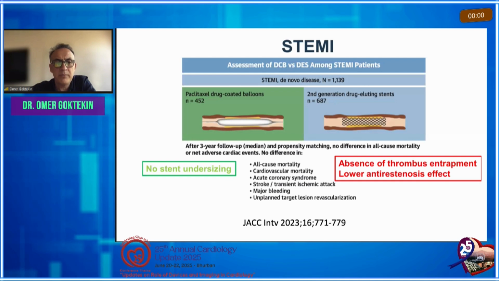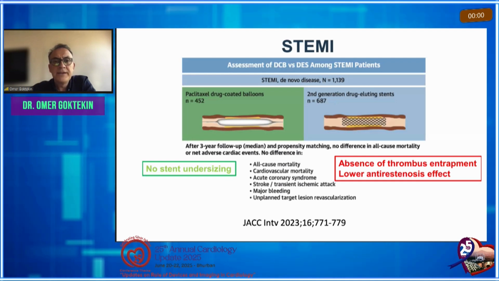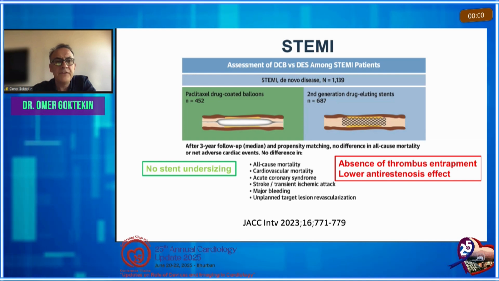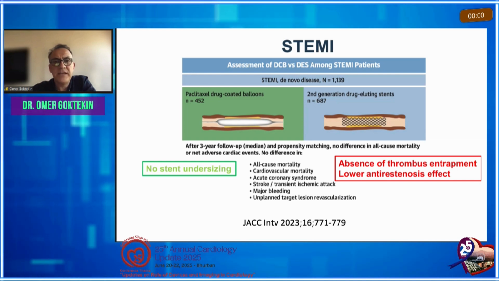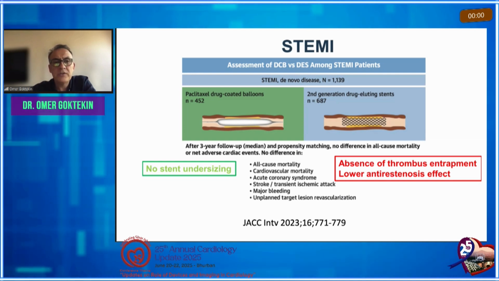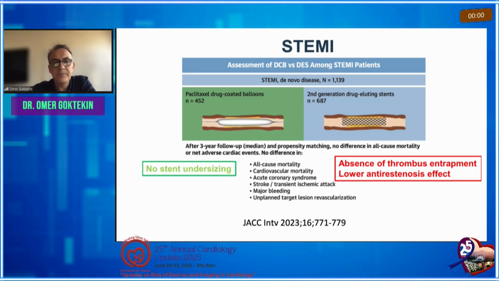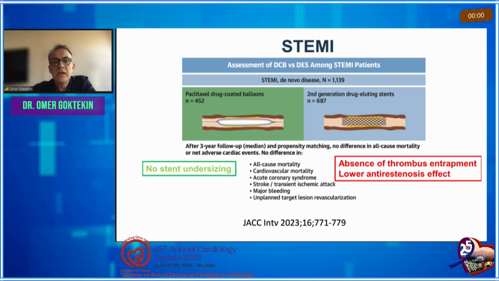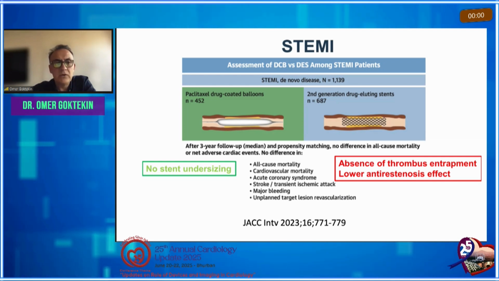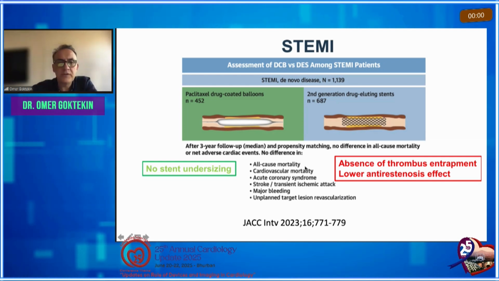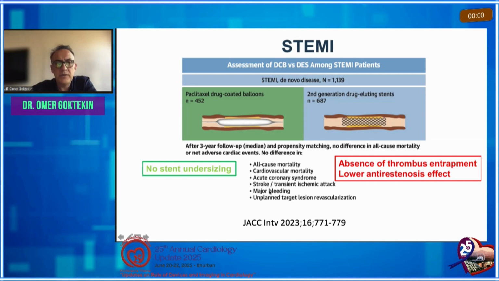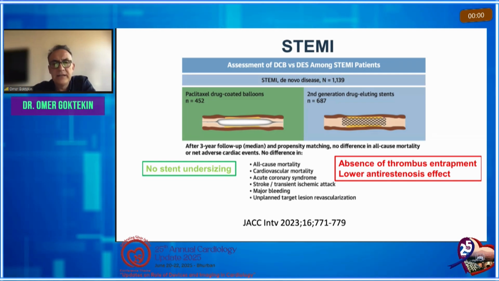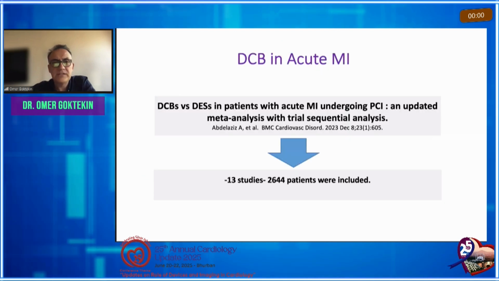This is published in JACC 2023. They treated more than 1,000 patients, 452 with the DCB and 687 with DS. According to the study, after 3-year follow-up and propensity matching, there was no difference in all-cause mortality or net adverse cardiac events. There was no difference in acute coronary syndrome, stroke, major bleeding, or unplanned target lesion revascularization in the study.